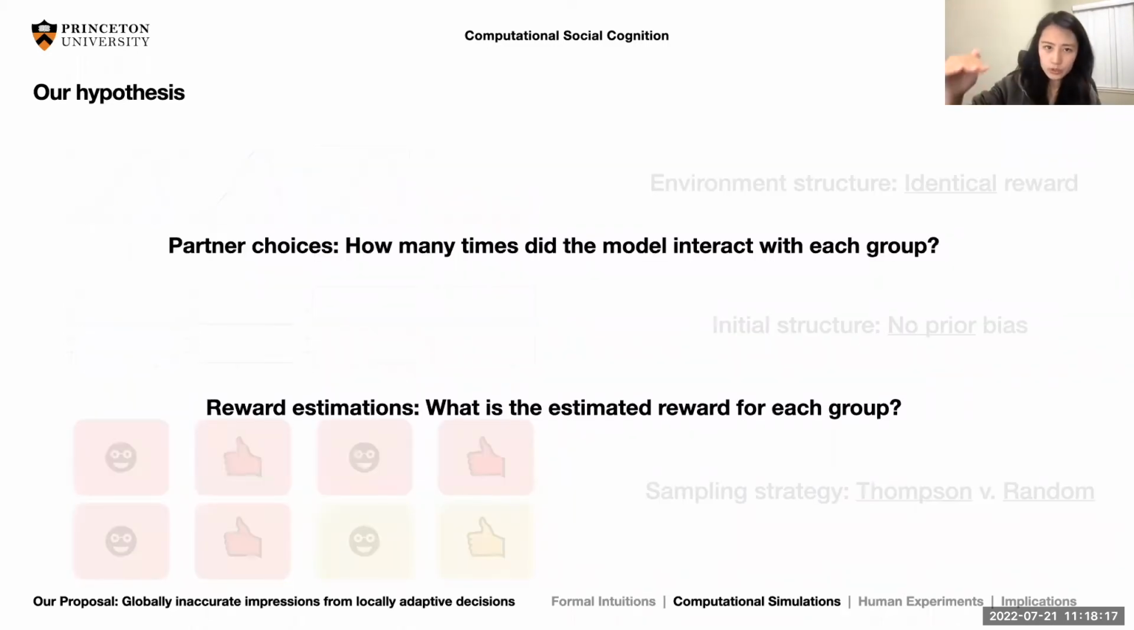Now, given the setup, we could do some simulations. We could look at two kinds of outcome variables. First, how many times did the model, this Thompson sampling model, interact with each of the groups? Ideally, if the model knows the ground truth, it should interact with each group an equal number of times. But let's see how the model does. Second, we want to know the estimated reward for each group. Again, the ground truth is 90% for all of them. So ideally, the model should say 90% at the end of the day. So we want to see how the model does.